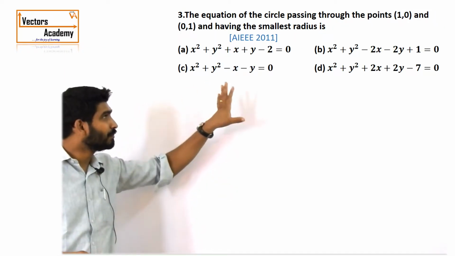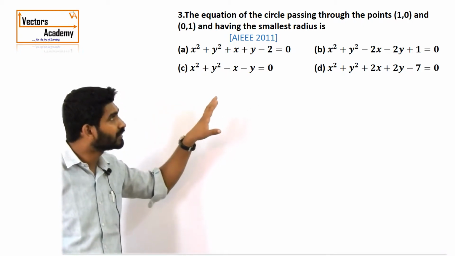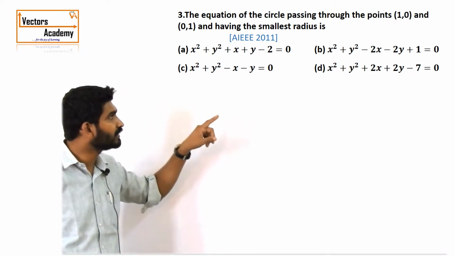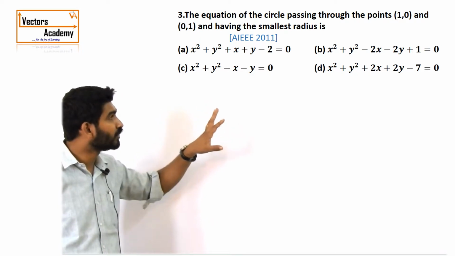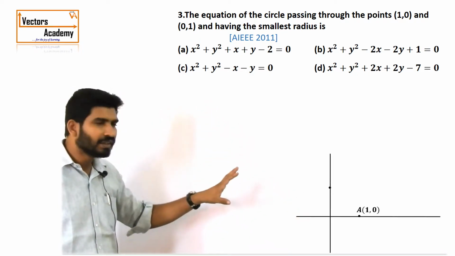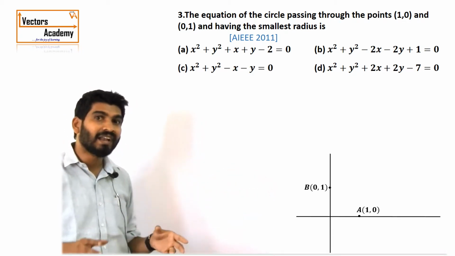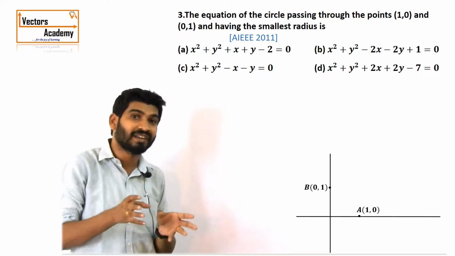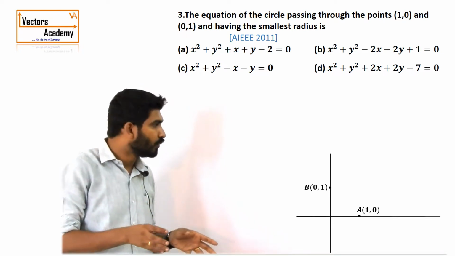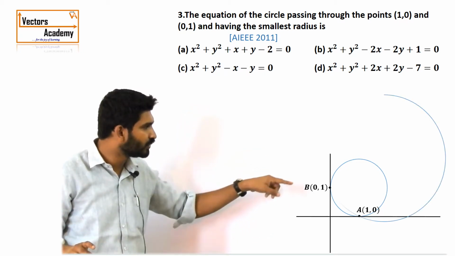Now, this is a simple yet interesting question. It is said that the circle passes through 2 points, that is (1, 0) and (0, 1). One point is on the x axis, the other is on the y axis. Now, we need to find the equation of a circle which passes through both these points and has the smallest radius. So, there are numerous circles that can pass through these given points.